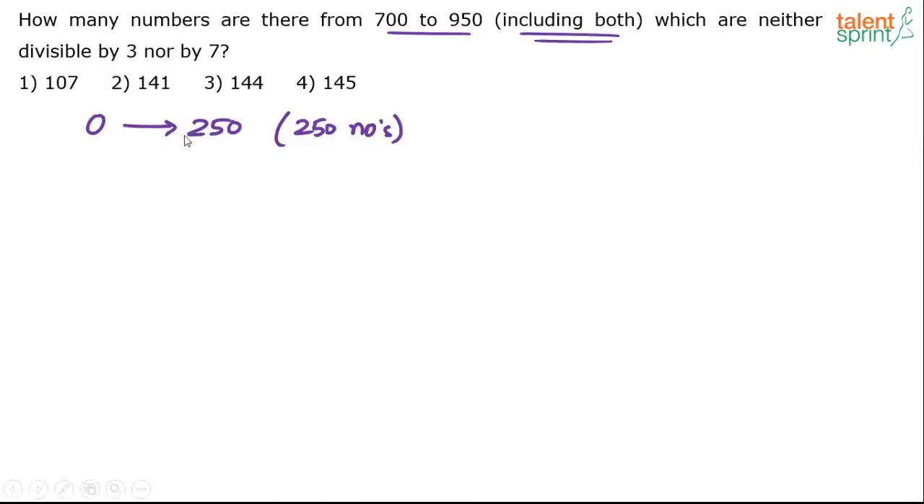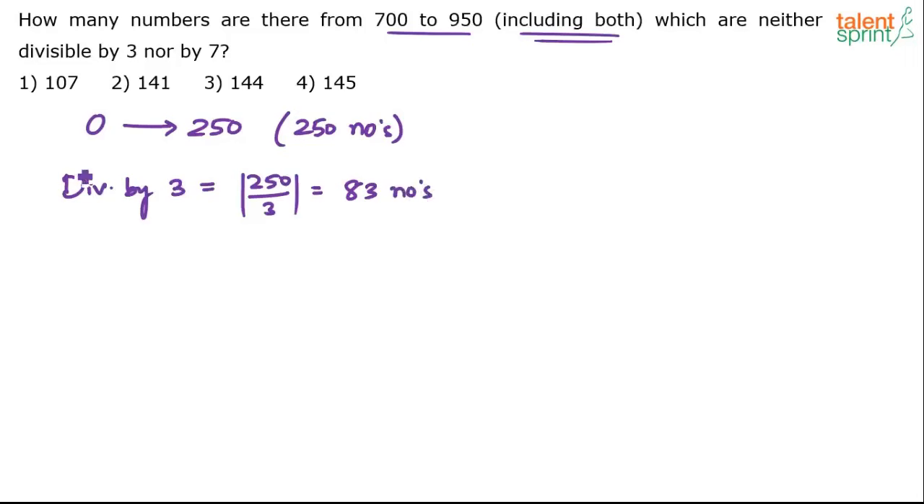So from 0 to 250, instead of finding out which are neither divisible by 3 nor divisible by 7, let's find out numbers divisible by 3. How many will be divisible by 3? Simple, you just have to take 250 divided by 3, the modulus of 250 divided by 3. How much will this be? Say 250 by 3 will be 83. There will be 83 numbers which are divisible by 3.